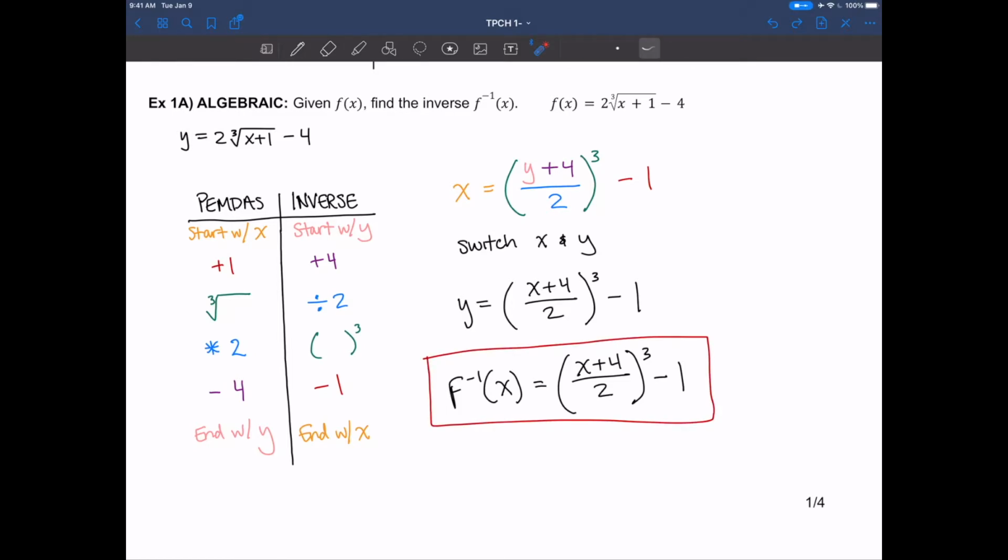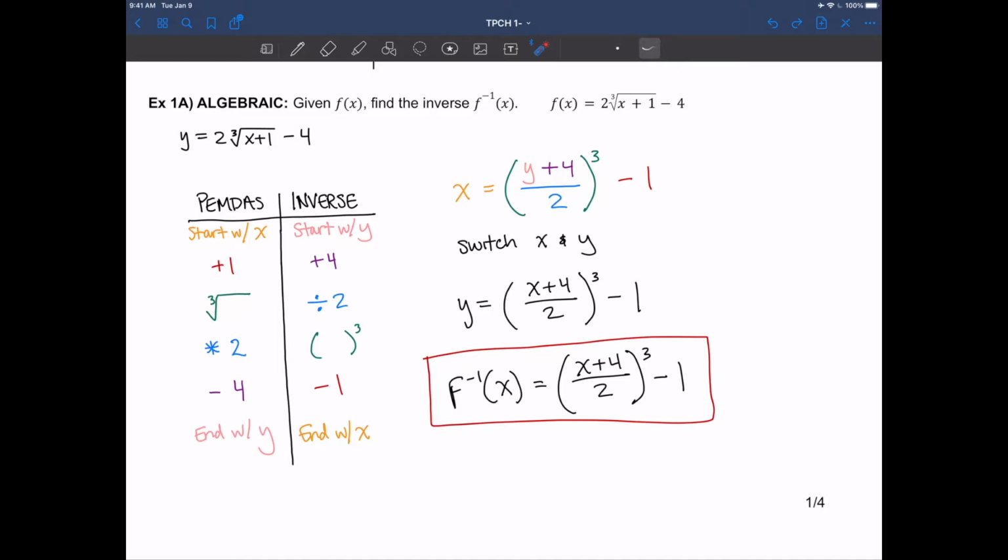I will say a few things. If you don't like switching x and y at the end, you can always switch it here, okay? So once you write it like this, you can then write x equals 2 cubed root of y plus 1 minus 4. And the only difference is that instead of saying start with x, you will say start with y, end with x.